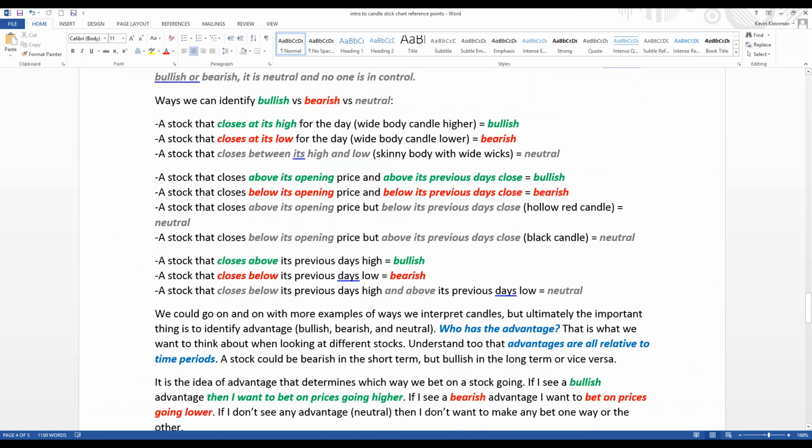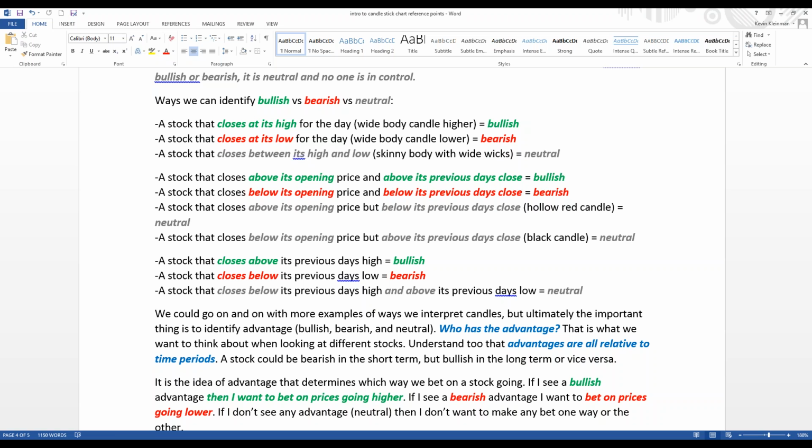Now we could go on and on with more examples of ways we interpret candles, but ultimately the most important thing is to identify an advantage. Bullish, bearish, or neutral. Who has the advantage? That's the question I want to be able to answer. That's what I'm always thinking about when I'm looking at different stocks.